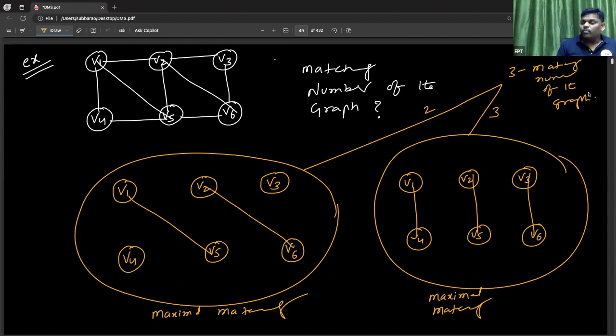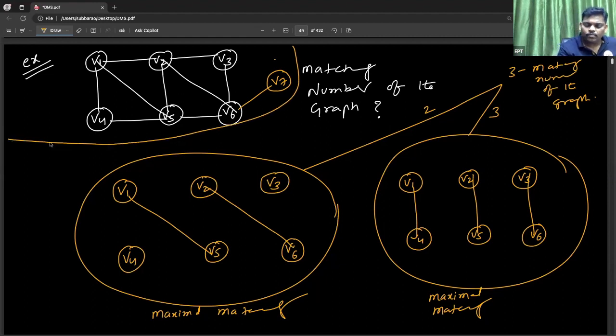Now come to one more interesting answer. Everyone observe. Suppose I added one more vertex. V6 is there, V7 is new. Can you help me? To the modified graph, what is the matching number of the graph?